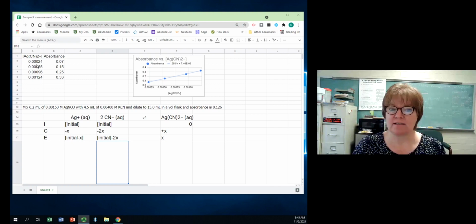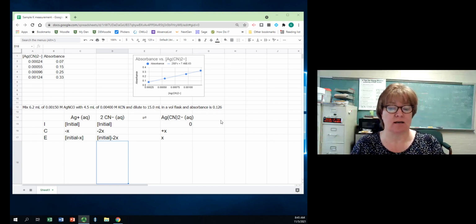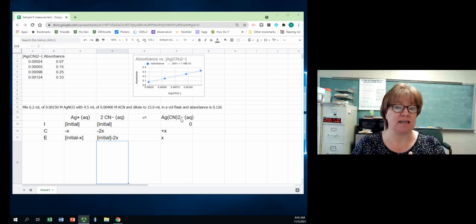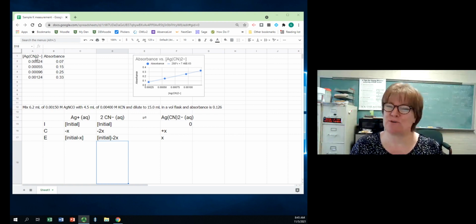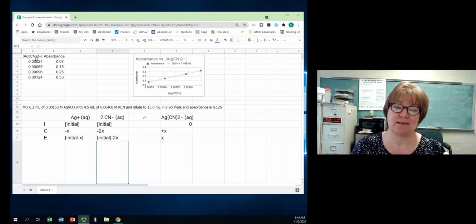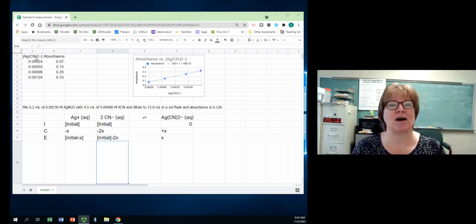In this particular case, my reaction is silver ion plus 2 cyanide ions makes this silver cyanide negative ion complex. And supposing, I'm pretty sure, although I think that silver cyanide might be active in the infrared range, I don't think you'd actually get a color on it. But I'm making up a chart. I don't even know what wavelength. I made up these numbers.